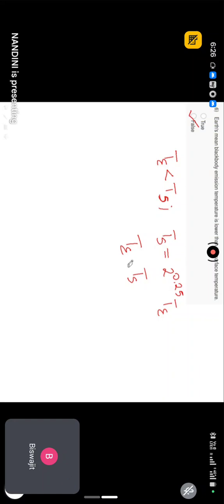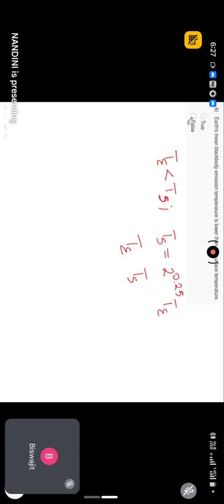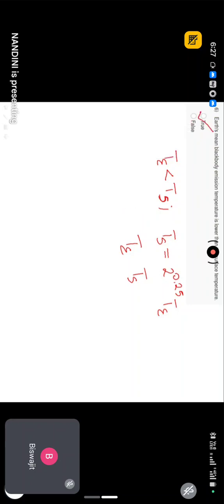Yeah, Earth's mean black body emission temperature is, this is true, right? The question. Yeah, TS is greater than TE. That's correct only. Okay. It is true. I got confused in between.